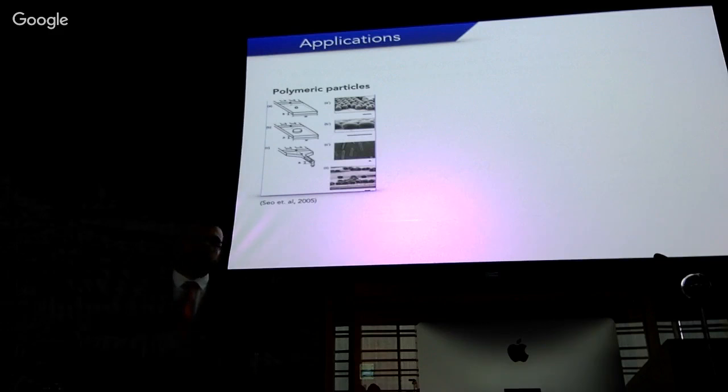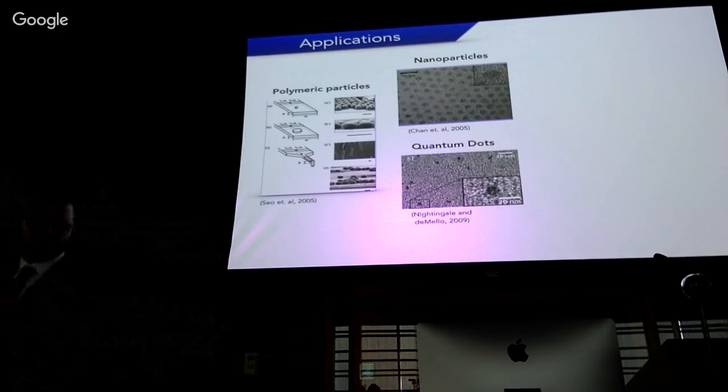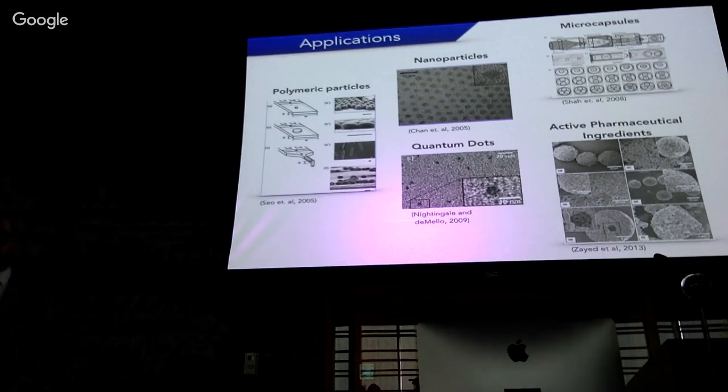Applications of this technology can be found in different areas. We start from polymer particles, then we can see nanoparticles, quantum dots, microcapsules, and active pharmaceutical ingredients. One of the things that all of these researchers have stated is that we have come up with this nice system that produces very efficient materials, but then you should be able to scale it up if you parallelize these devices.